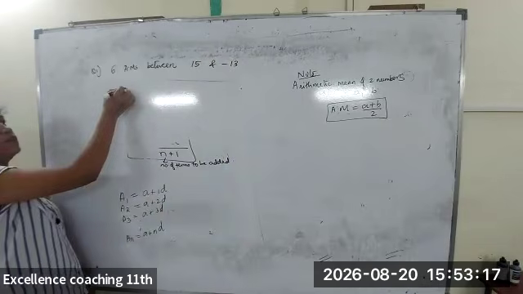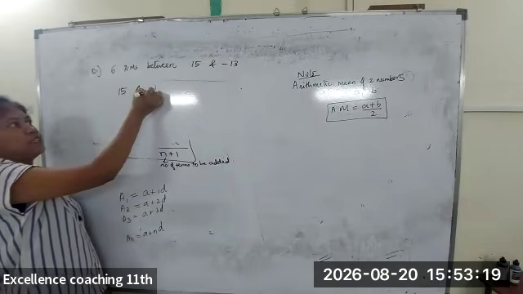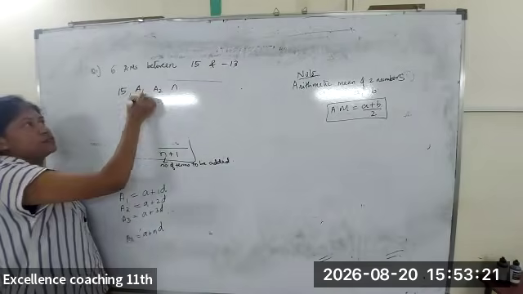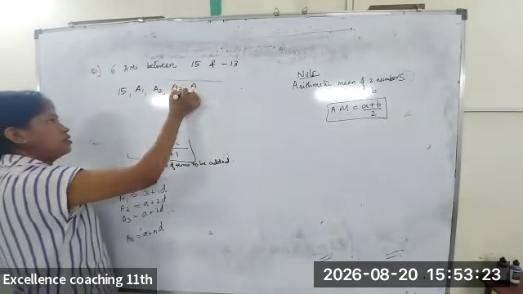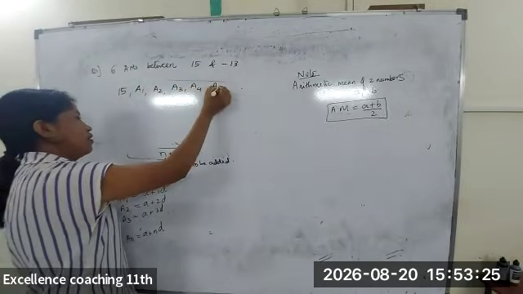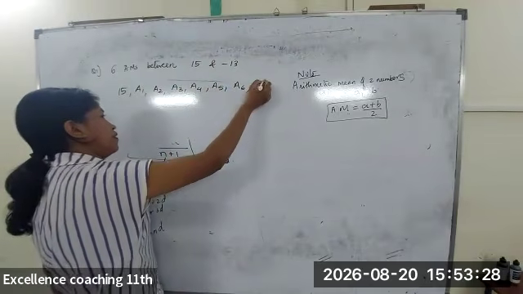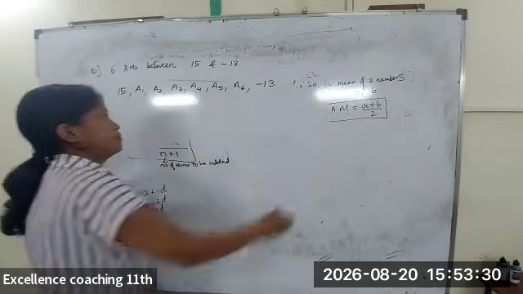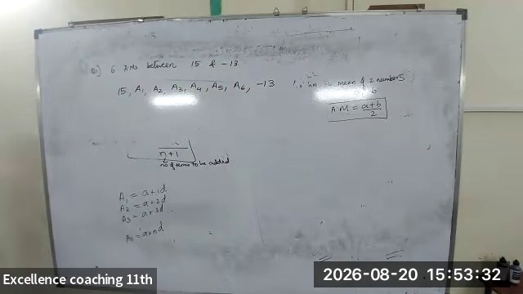So write the first number, then up till A6, and the last number you write, because they have said you have to find 6 numbers between them. Now start calculating. Calculate the common difference.